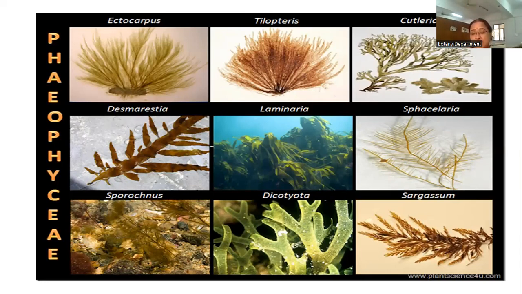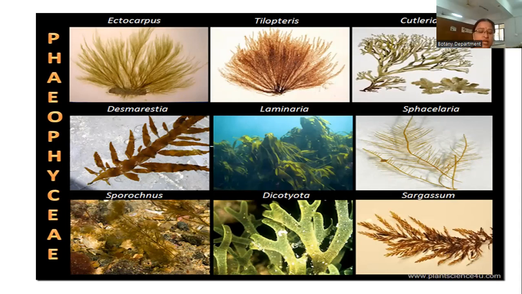Before the type study, I'll explain what characteristic features are found in Phaeophyceae. Sometimes questions are asked: what are seaweeds, what types of pigments are present, what is the color of Phaeophyceae members. Here the pigments are chlorophyll a and chlorophyll c, beta carotenes, and fucoxanthin.